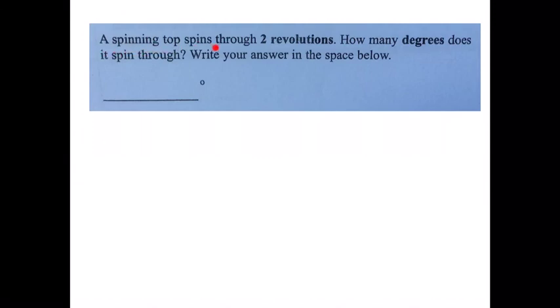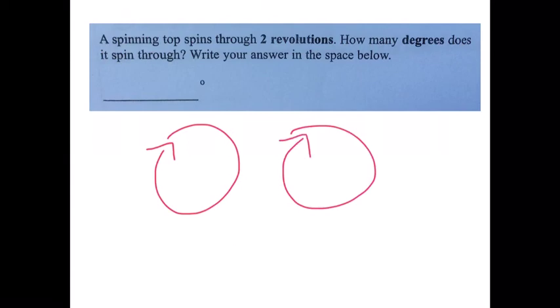A spinning top spins through 2 revolutions. How many degrees does it spin through? So spinning top spins through 2 revolutions. So it's just simply 360 degrees, and there is 2 of them. 720 degrees.